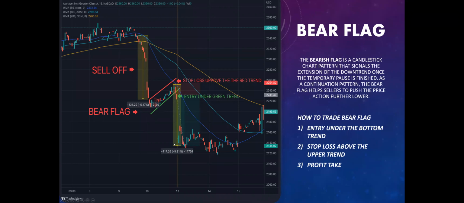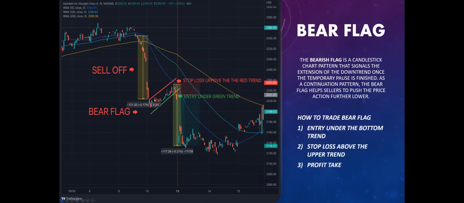And you can see in this example, it's more clear than the bull flag example. I think this was on Google. A sell-off of 5.17%. We formed this bear flag. Your entry should be under the trend line. Stop loss above the upper trend. Now we use the price range tool to measure the movement.